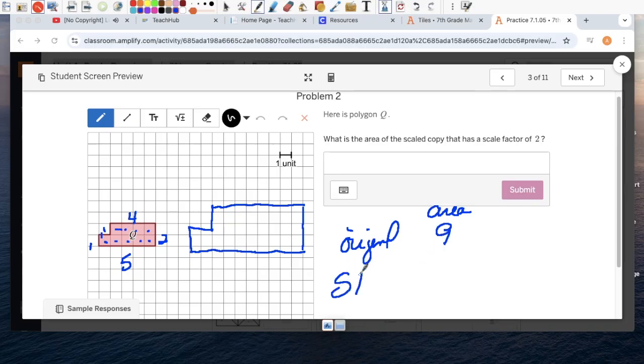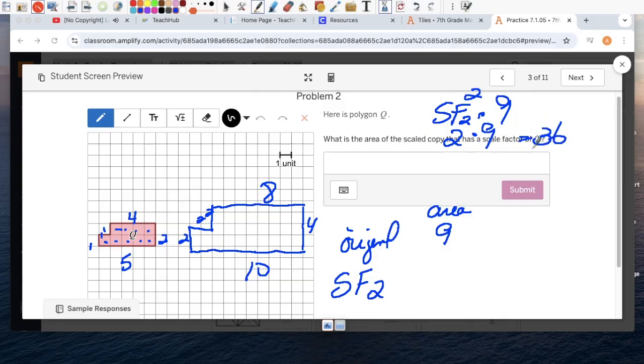We did scale factor of 2, right? So the side lengths all got doubled. This is 10, this is 4, this is 8, this is 2, this is 2, this is 2. Everything got doubled. But what's the area inside? We take the scale factor, raise it to the second power, and then multiply by the original area. Scale factor is 2. Raise it to the second power times 9. 2 to the second power is 4, times 9 gives you 36. So the area is 36.